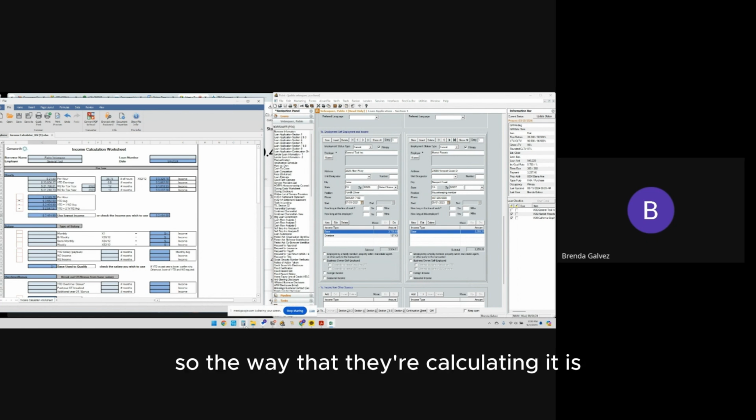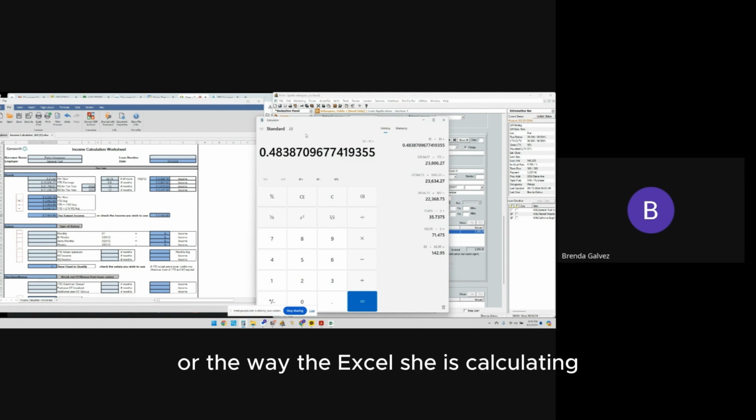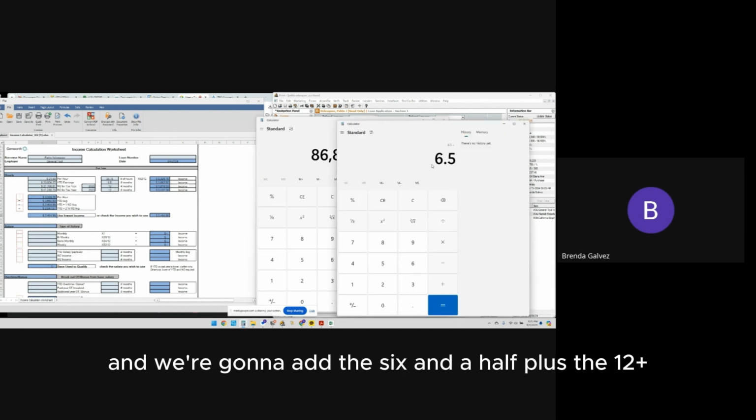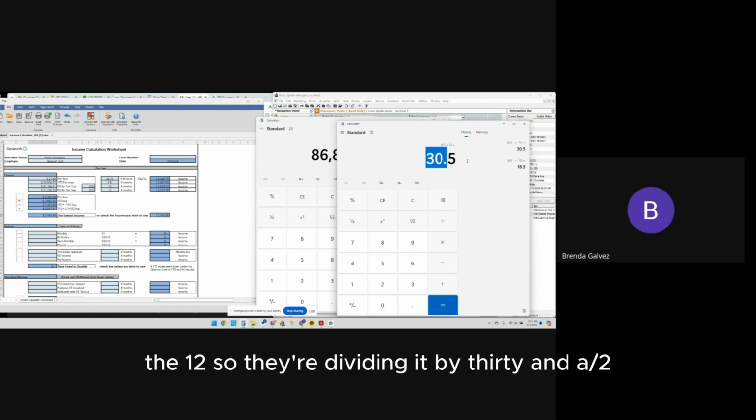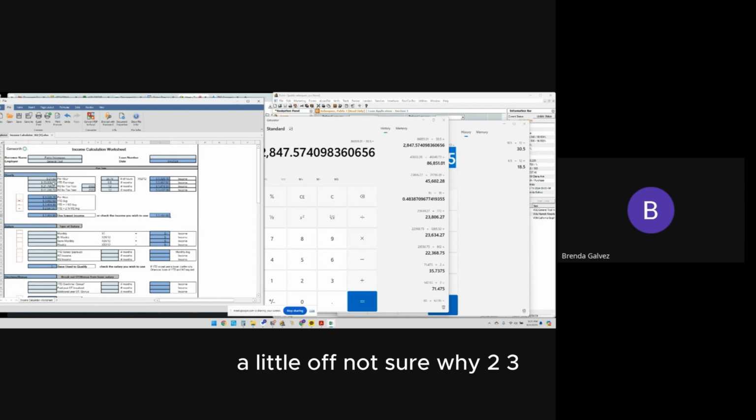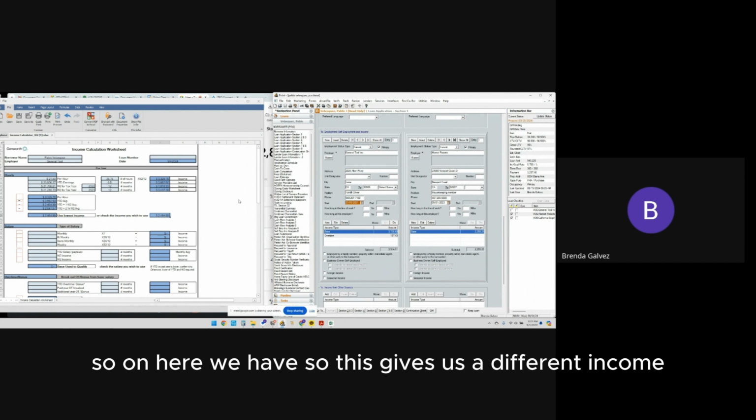So that's the way the Excel sheet is calculating. I'm going to open a new calculator and we're going to add the 6.5 plus the 12 plus the 12. So they're dividing it by 30.5, and it should give us this number here. It's a little off, not sure why. 2, 3, 806. So this gives us a different income.